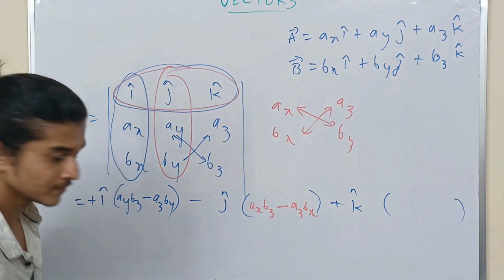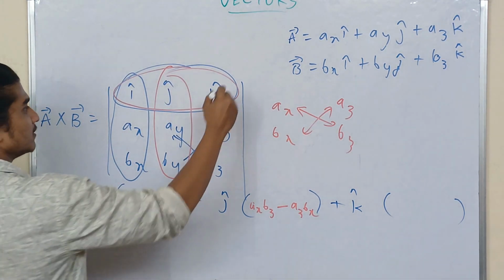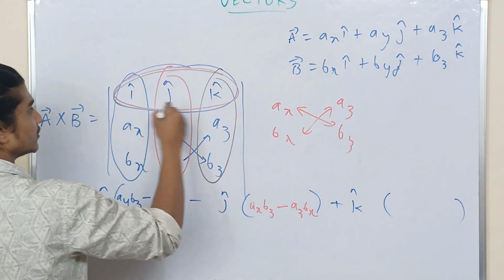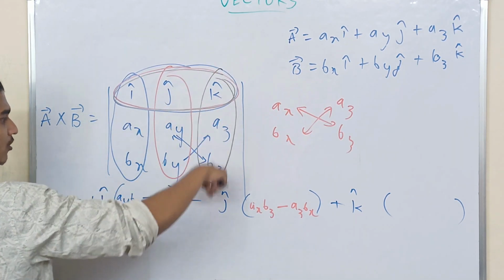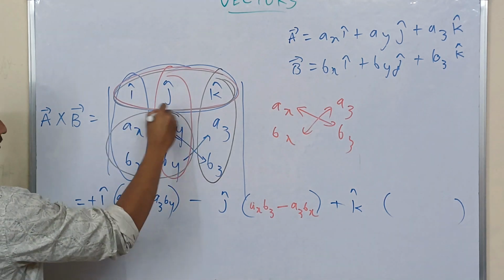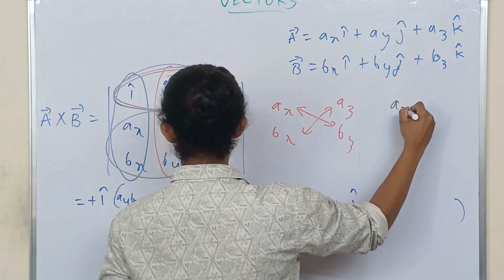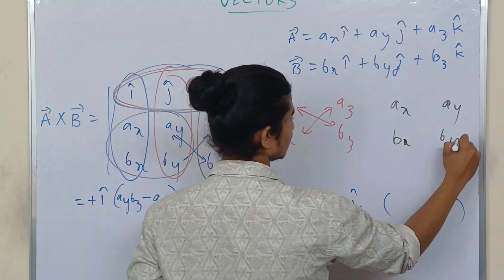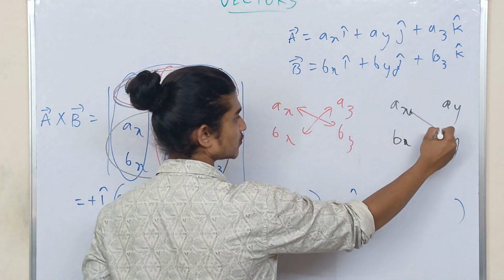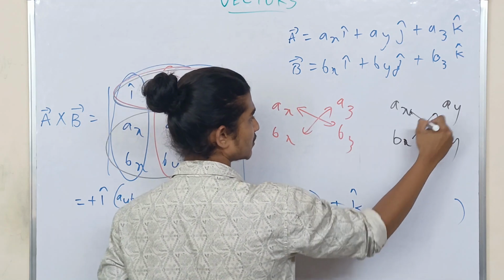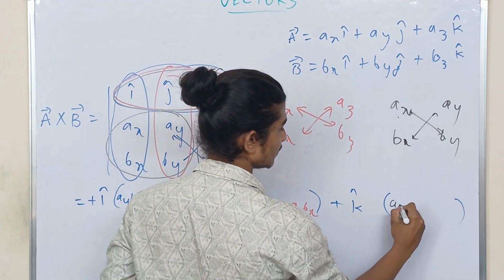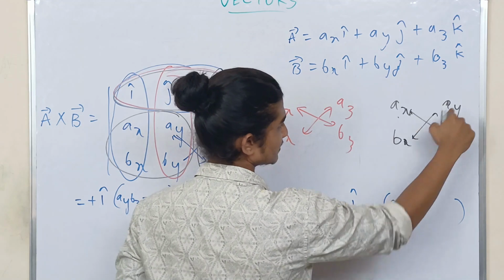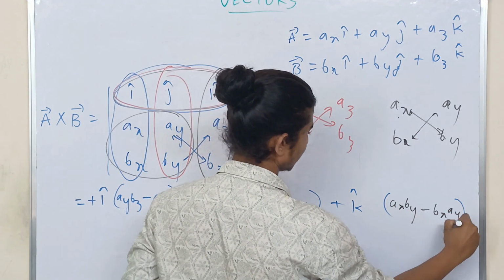Whereas for the last one, which is k cap, do the exact same thing. Here these two rows and columns cancel out, and you're left with these four particular numbers, which is ax, ay, bx and by, and do the same exact thing, which is multiplying these two numbers minus multiplying these two numbers. So ax into by minus bx into ay.